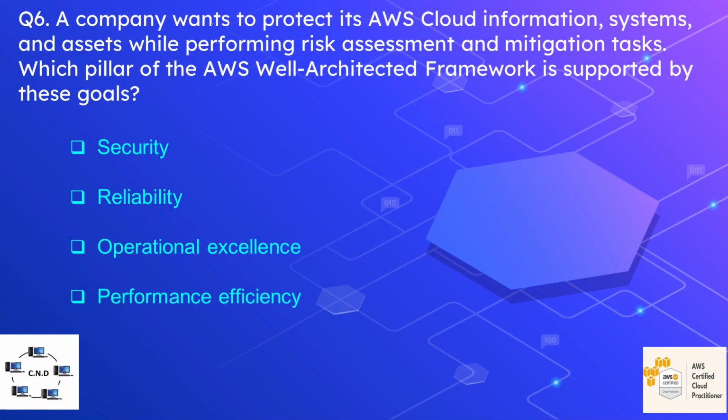Question number 6 is that a company wants to protect its AWS cloud information system and assets while performing risk assessment and mitigation tasks. Which pillar of the AWS Well-Architected Framework is supported by these goals? And the options are A, security, B, reliability, C, operational excellence, and D, performance efficiency.